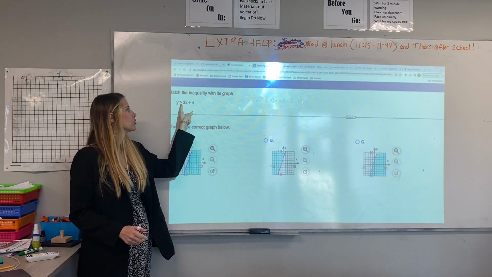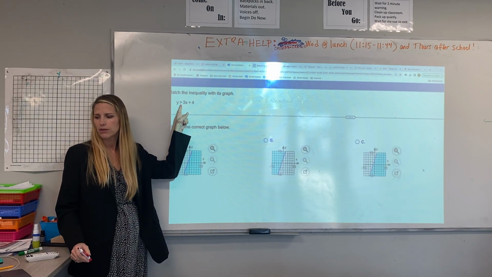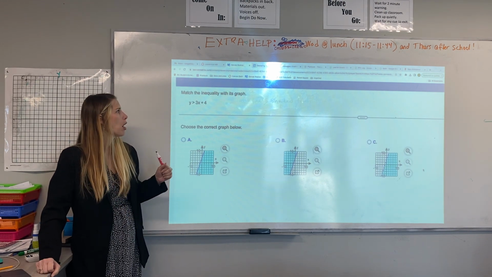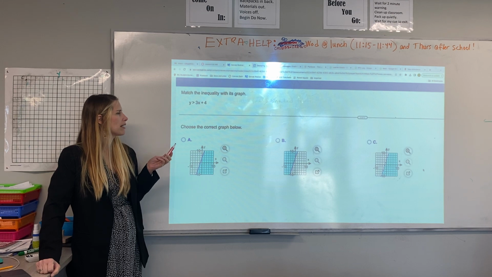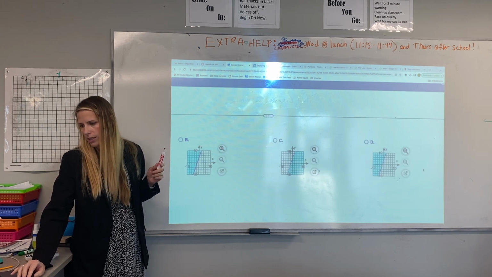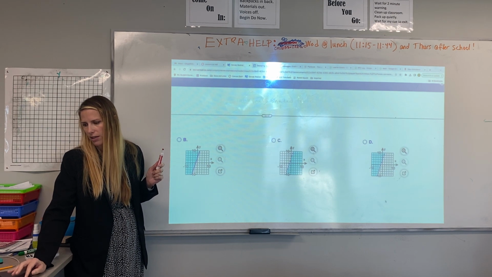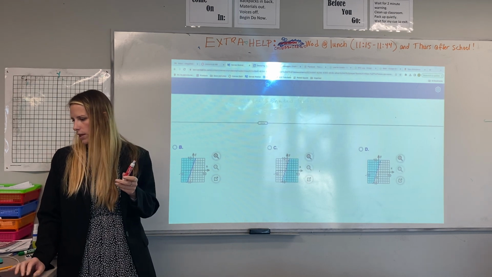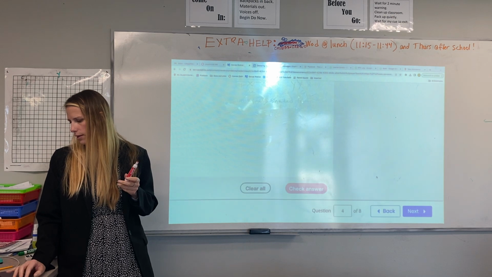Okay. Should it be dashed or solid? Dashed. So it's either going to be C or D. Should it go below the line or above the line? Above. So it's C or D and it should go above the line. Which one's above the line, C or D? D is correct. You guys can work on yours as I go to number 5.